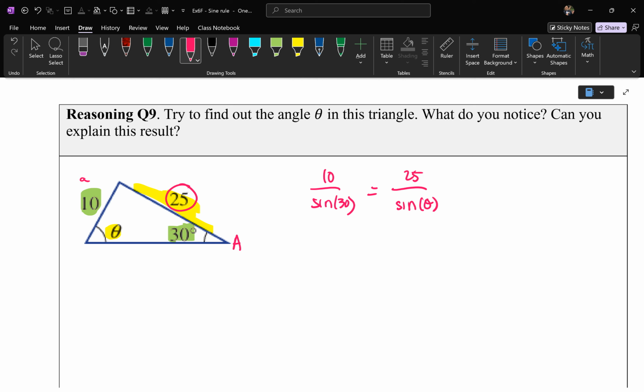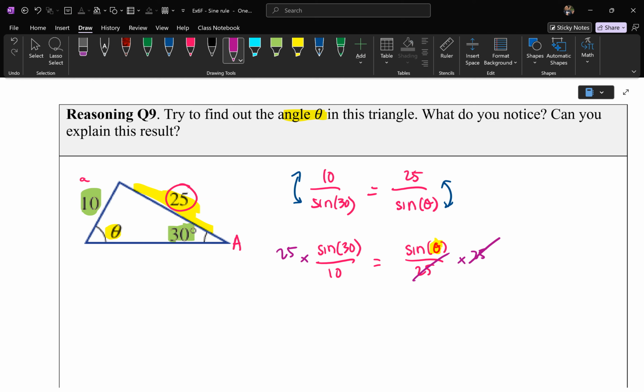Now, if you're going to use that algebraic technique that I use, where you do the reciprocal on both sides, I like to bring the unknowns to the top. I don't like it on the denominator. So when I do that, you now have sine of 30 divided by 10 is equal to sine of theta over 25. Now our goal is to find theta. They say try to find this angle theta. I need to get rid of that divide by 25. What's the opposite of that? Multiply. So I multiply both sides by 25.